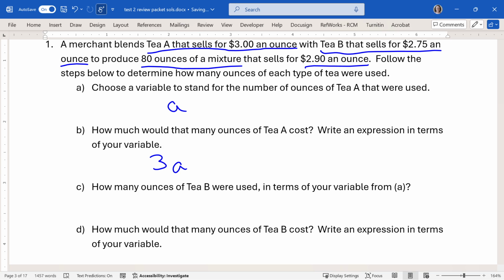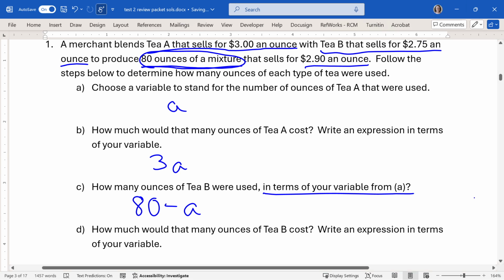Part C, how many ounces of TB were used in terms of your variable from A? So this means we're not going to assign a new variable like B. We're going to keep using the A variable. That makes it a little harder to say how much of TB we used. So we have to go back to the problem statement, and we're going to use this piece of information right here, that there were 80 ounces in the mixture. So the mixture came from TA and TB, and we already assigned A to stand for how much of TA we used. So the rest must be for TB. So this is going to be 80 minus A.